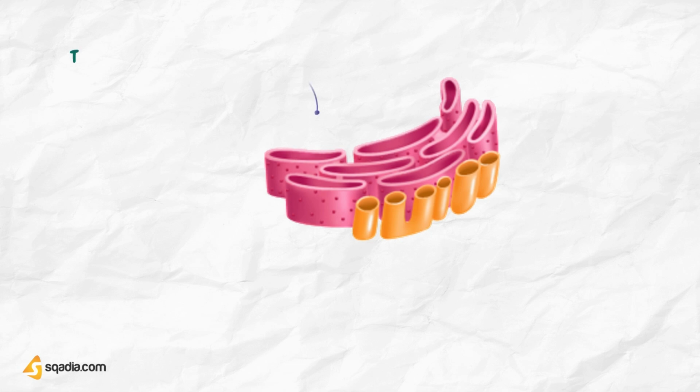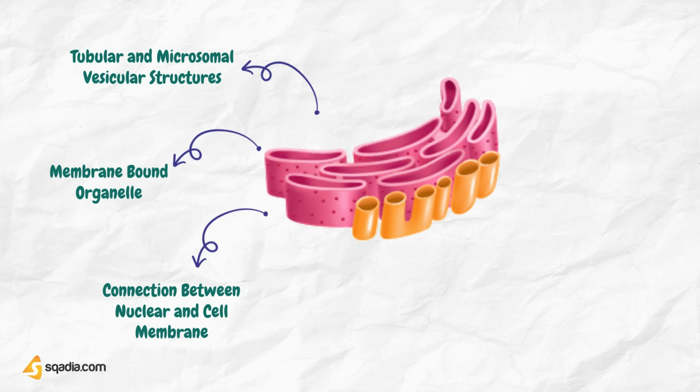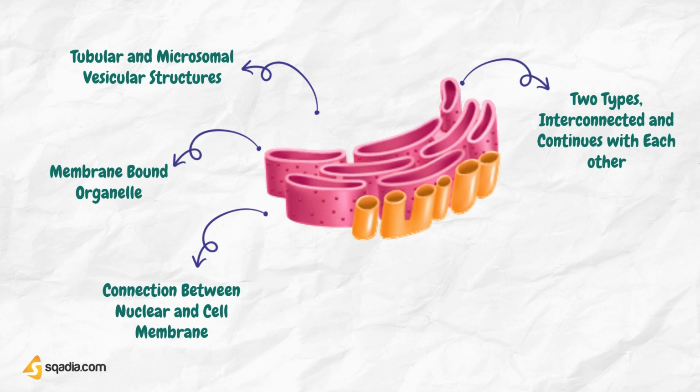The endoplasmic reticulum is a network of tubular and microsomal vesicular structures which are interconnected with one another. It is a membrane-bound organelle. It serves as a connection between the nuclear membrane and the cell membrane. The two types, rough and smooth ER, are interconnected and continuous with one another.